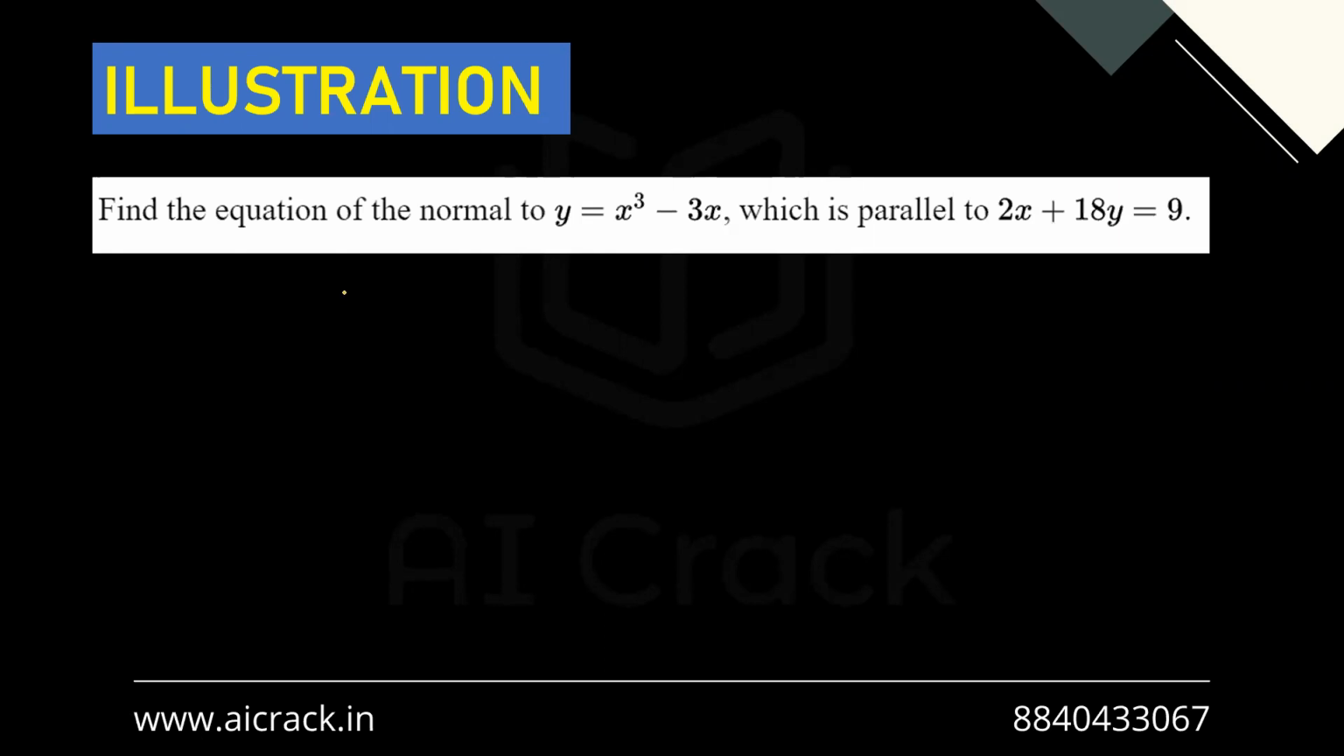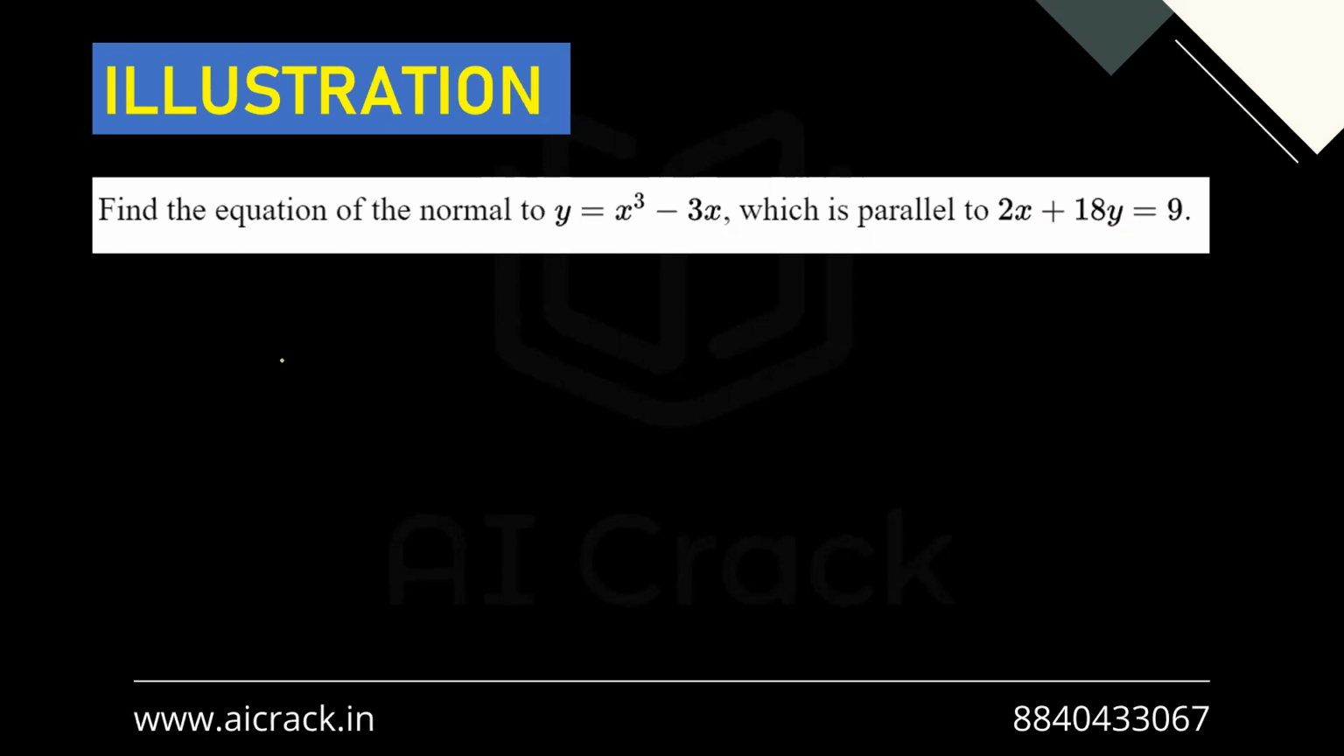Now let us look at this example. Find the equation of the normal to y equals x cube minus 3x, which is parallel to 2x plus 18y equals 9. Now this is a slight variation of the standard format of question. So basically what they have done is they have given one more equation through which we can find the point on the curve. So they have not given the point directly on the curve, but they have given one piece of information with the help of which we can find the point.